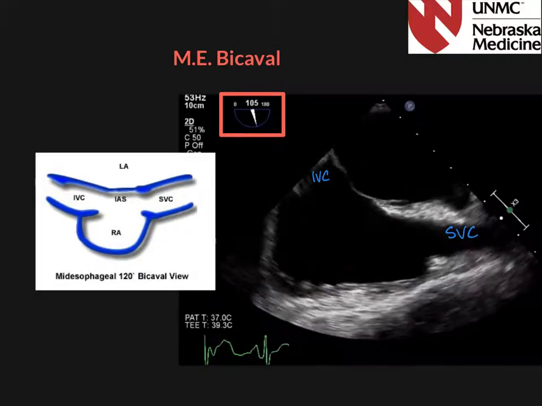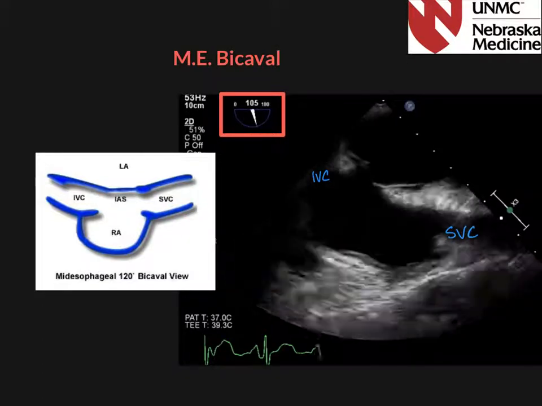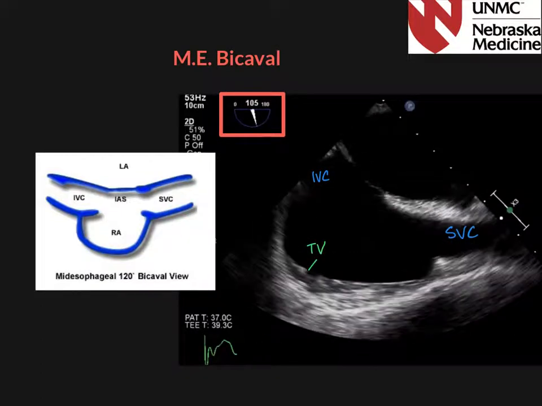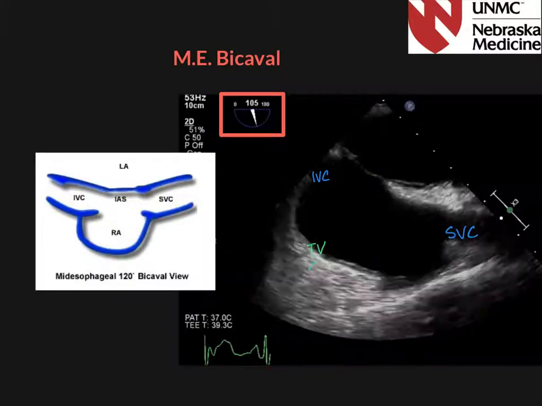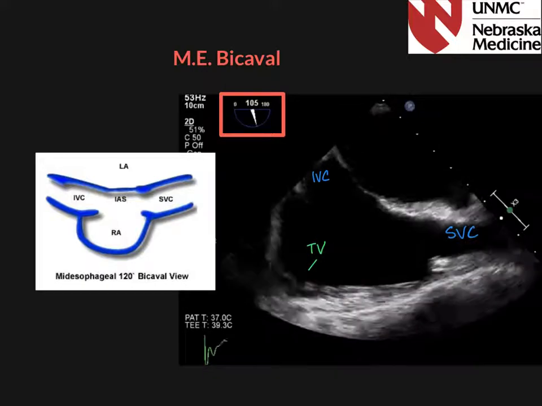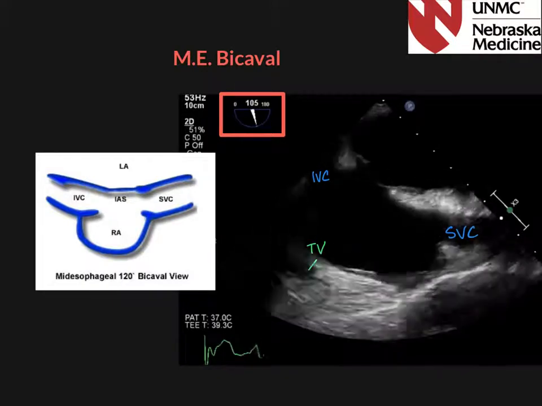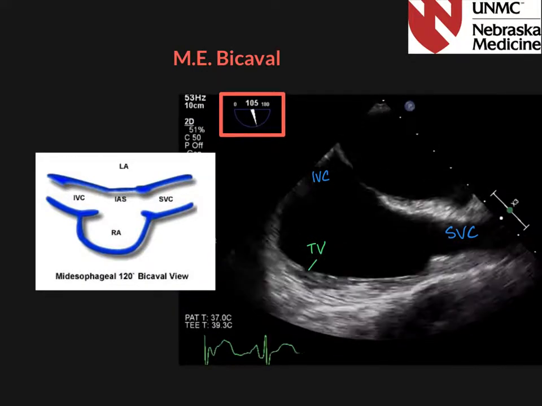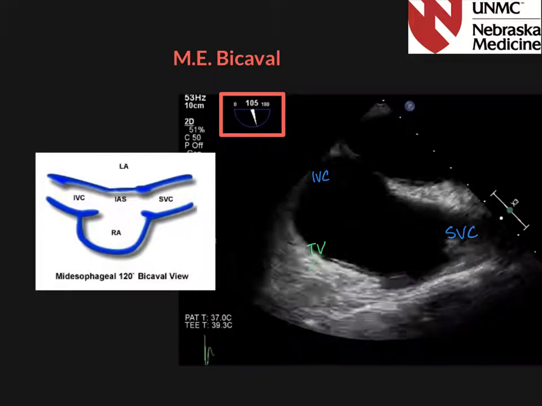Frequently we can also catch an off-axis glimpse of the tricuspid valve here, and many times a tricuspid regurgitant jet lines up very nicely with the transducer angle to accurately quantify tricuspid regurgitant peak gradient using our continuous wave Doppler.